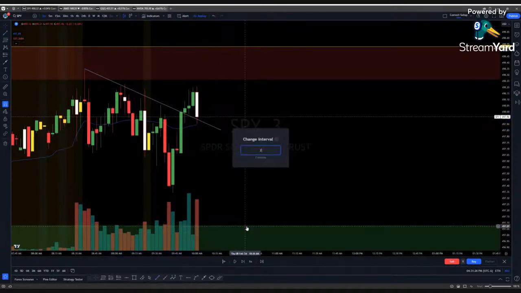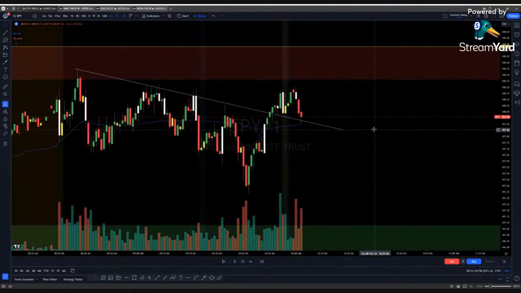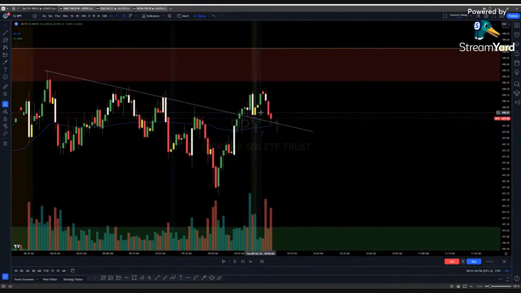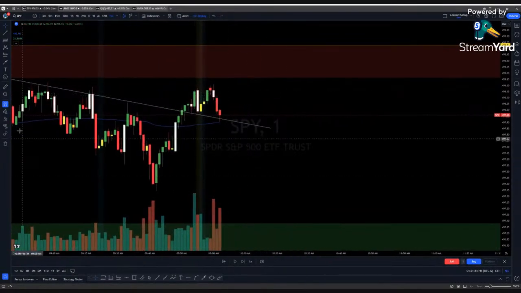Let's go down to the 2-minute here, or the 1-minute. Somewhere here, right? Let's go to the 1-minute actually. So we entered calls around 9:59 around here, right? And my reasoning behind this trade was I wanted to see a bounce.